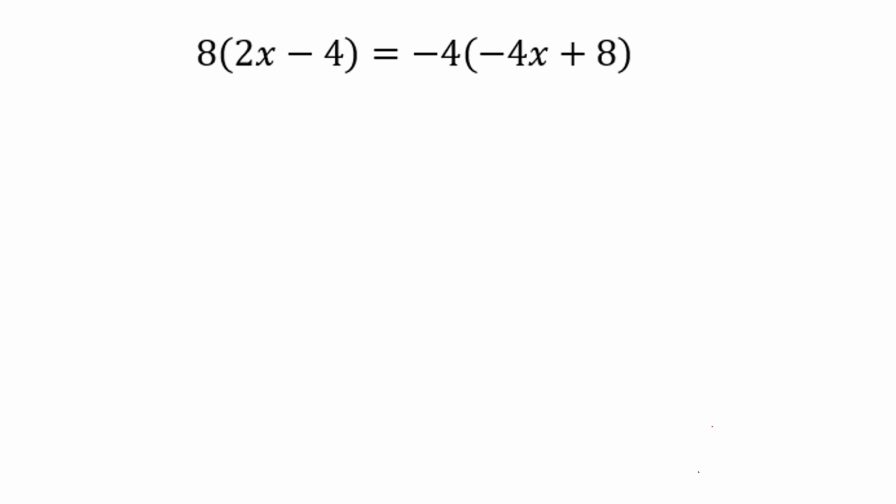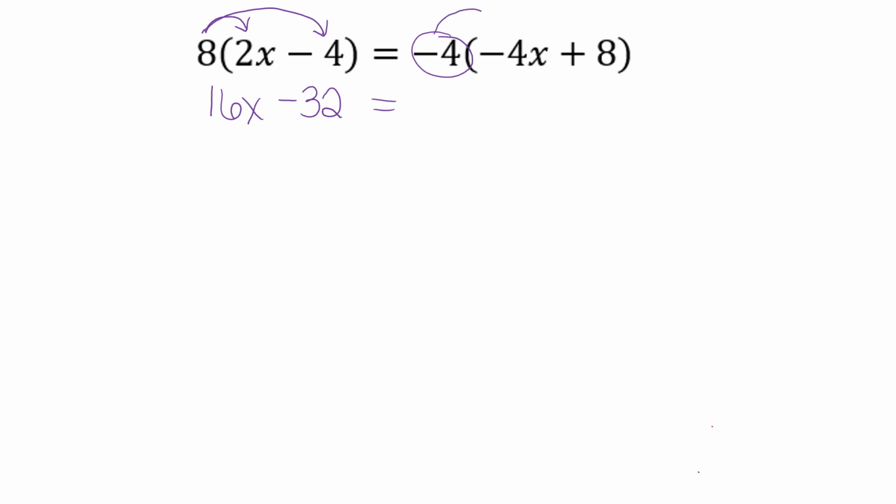With this equation, we do have distributive property involved since there are parentheses, so we want to start out by distributing our +8. 8 times 2 is 16. We're going to keep the x. 8 times -4 would be a -32. Bring down your equal sign.